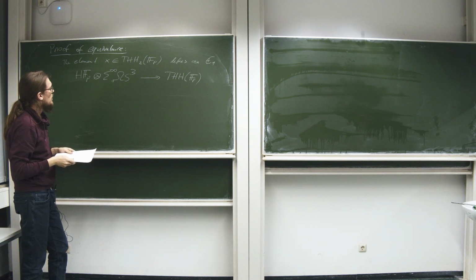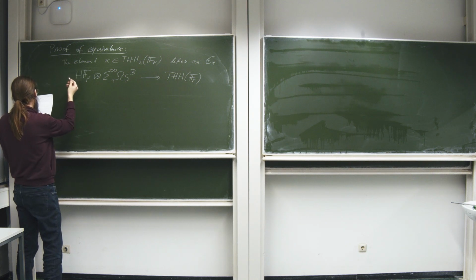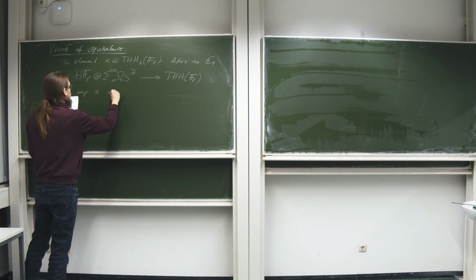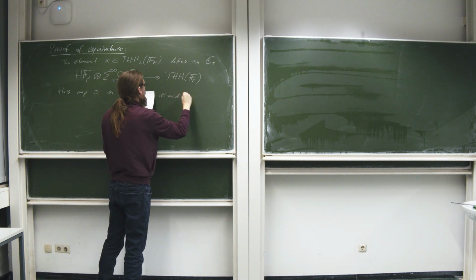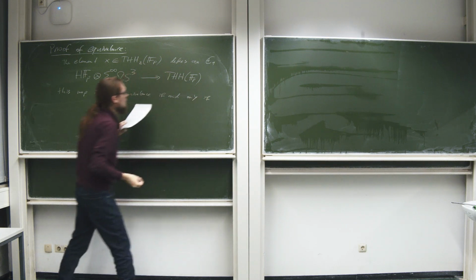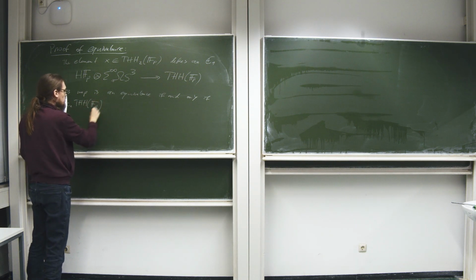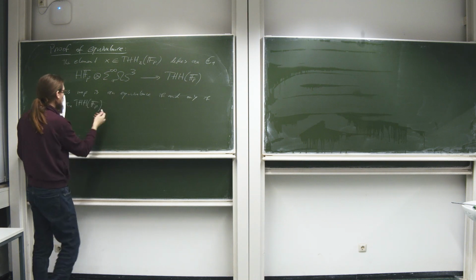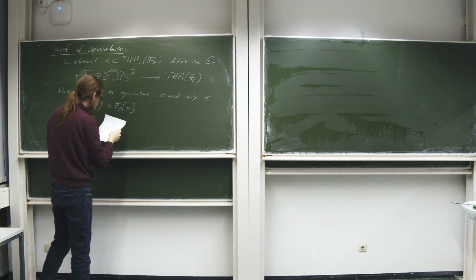And this map is an equivalence if and only if the statement about the homotopy groups of THH that the first version of Bökstedt's theorem amounted to is true. So if this is polynomial on this element x. Well, why is that?